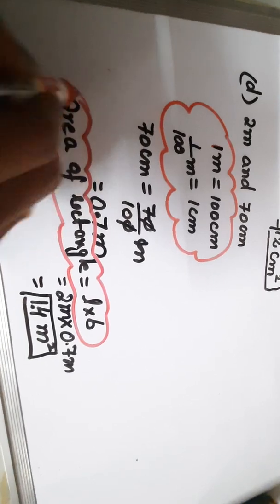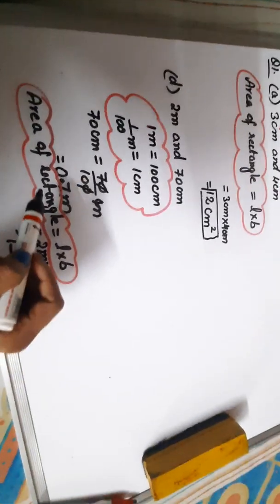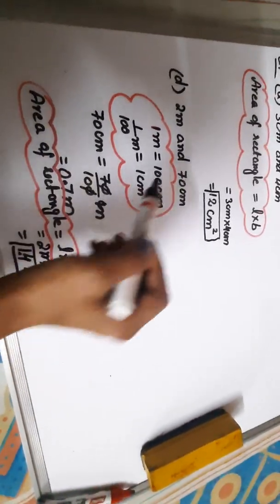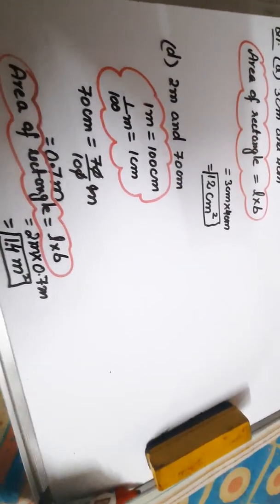So in this way you can make the clouds for writing the formulas, or you can use the black pen while writing the formulas or specific things. Now similarly, dear students, do B and C part yourself. Now let us move on to question number 2.